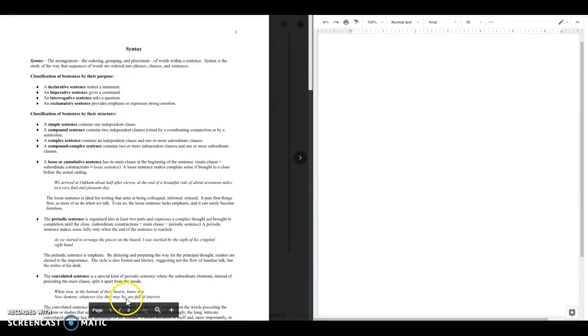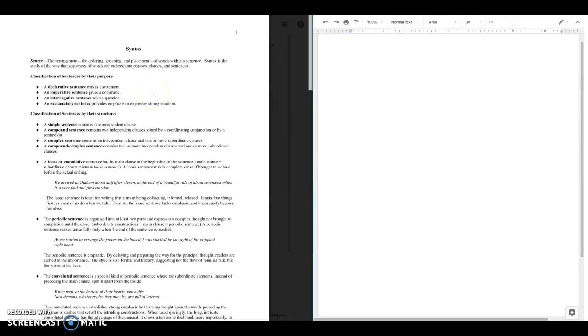But I did want to go through this document briefly and discuss the different points in it to make sure that you understand what these different terms are referring to. So first off, the syntax. This is the arrangement or the ordering, grouping, or placement of words within a sentence. Essentially, it's just the way that your sentence is arranged. Syntax is the study of the way that sequences of words are ordered into phrases, clauses, and sentences. And that's the definition coming straight from this document.